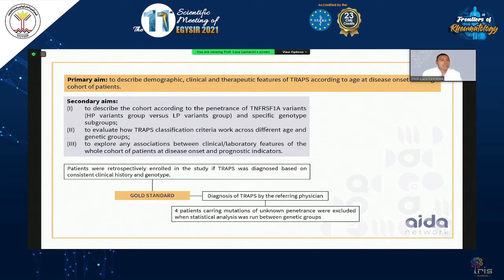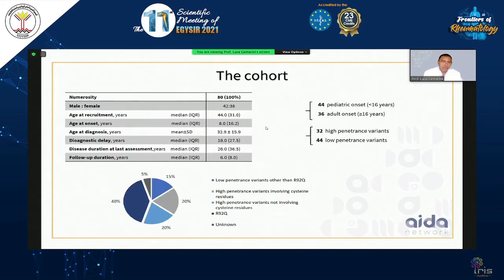of the gene variants and specific genotype subgroups, to evaluate how TRAPS classification criteria work across different age and genetic groups, and to explore any association between clinical and laboratory features of the whole cohort of patients at the disease onset and potential prognostic indicators.